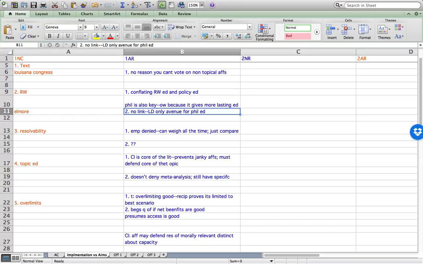Third argument here is that real-world education is inevitable. The very process of debating and articulating an argument and then defending that argument is real-world education. Fourth argument here is that there's a very intuitive turn, which is that you increase depth in my world because we focus only on the 10% of argumentation, which the Elmore evidence says happens prior to implementation, which means that we actually get to talk about the issue more in depth, which is uniquely good because depth outweighs breadth.